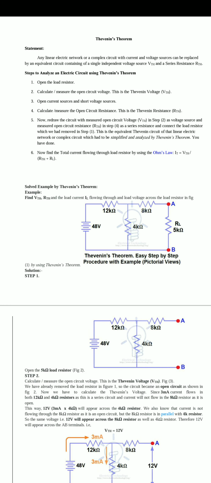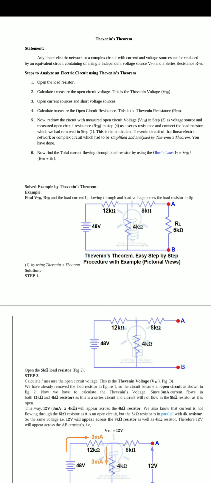Okay, so that resistor is called the load resistor. So open the load. First step, open the load resistor. Second one, calculate or measure the open circuit voltage. This is the Thevenin voltage, and the open circuit voltage is called Thevenin's voltage in Thevenin's analysis.